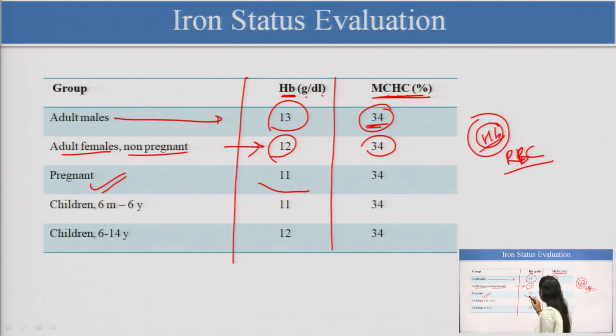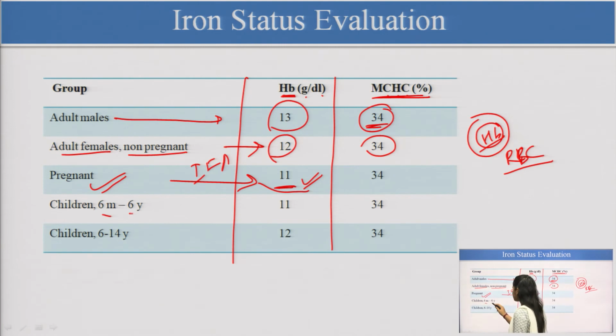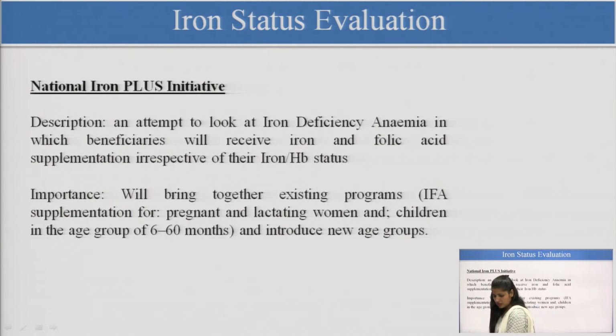For pregnant women, we can see the levels go low. That's why we need the iron folic acid tablets. We can see the levels here as 11, for children 6 months to 6 years, and 6 to 14 years. So the levels we can see from this table. These are the ideal values.